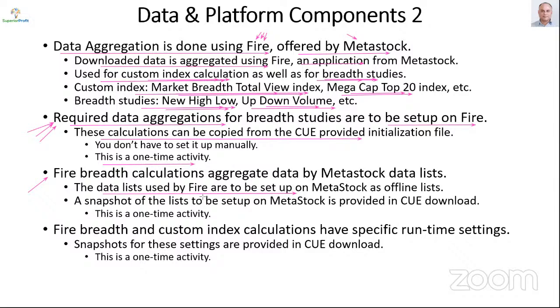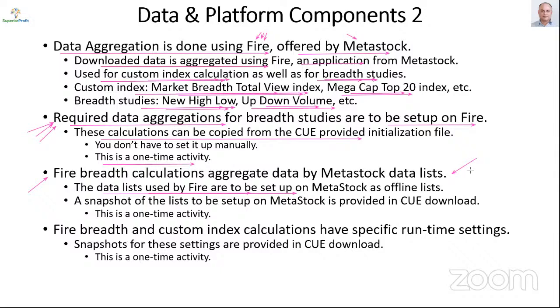Now these data sets or folders were created first, and then we use the downloader to download data in them. So the downloader has made sure the data sets have up-to-date data. Then we are aggregating, but exactly what to aggregate by FHIR is picked up from Metastock data lists. So FHIR and Metastock work together.